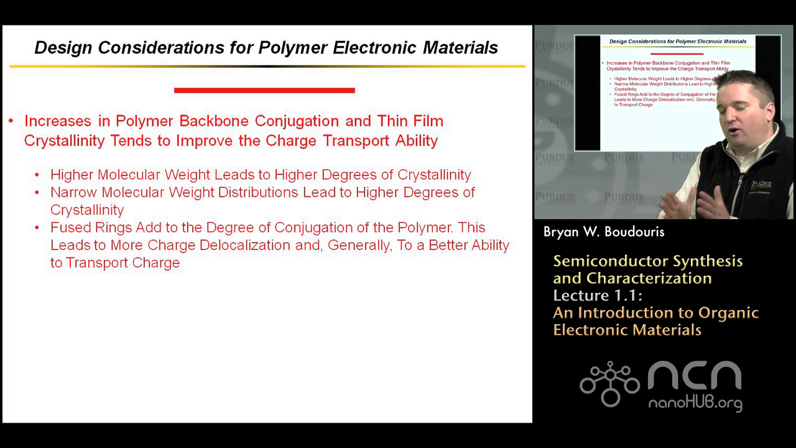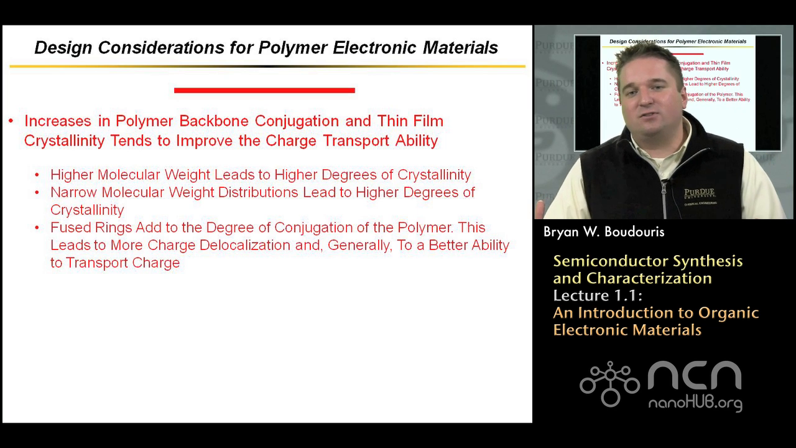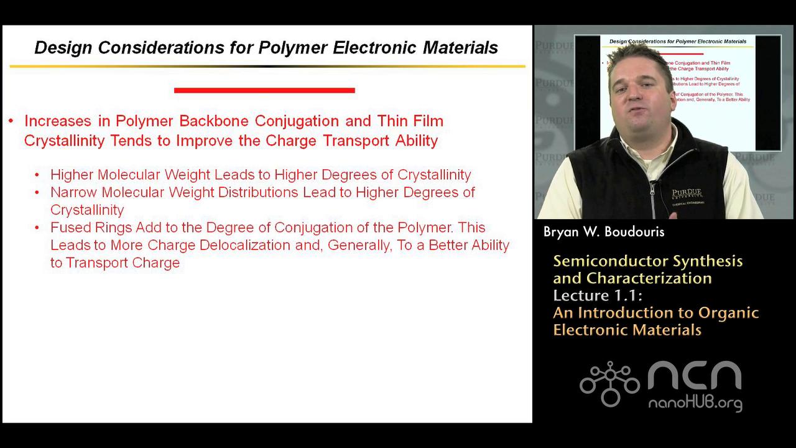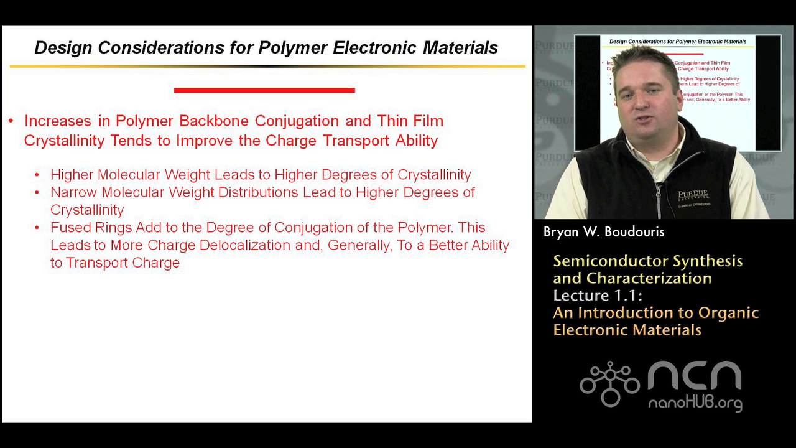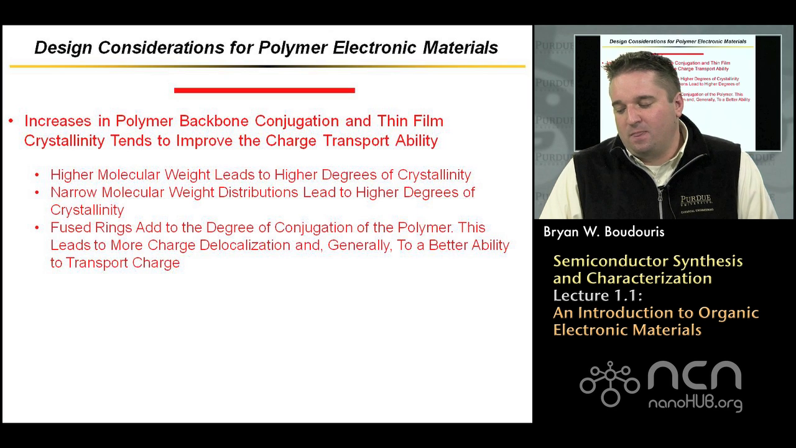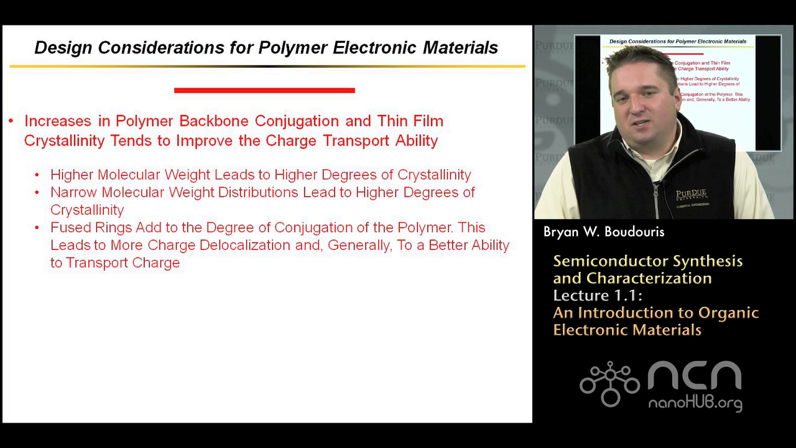If we keep all of the repeat units of the chain roughly the same size, we should have a higher degree of crystallinity. If we have fused rings, just like in that pentacene case, we should have a higher degree of crystallinity. And through all these things, we should be able to get higher charge transport.